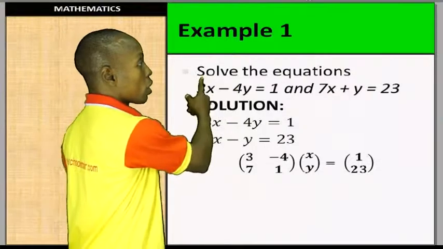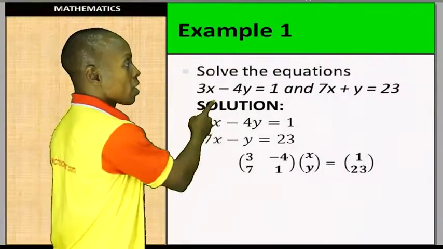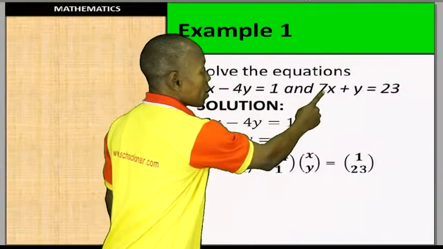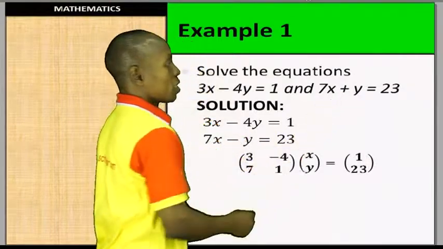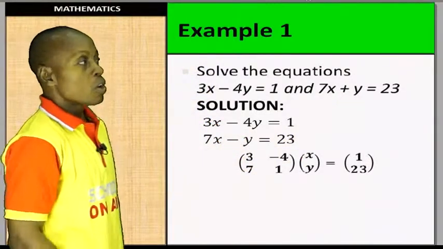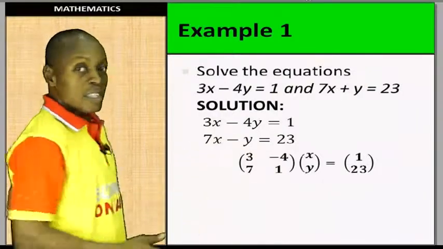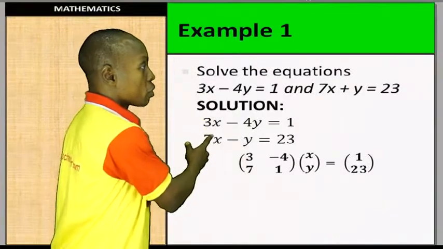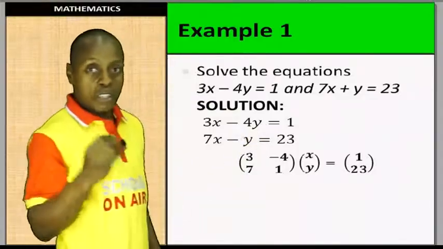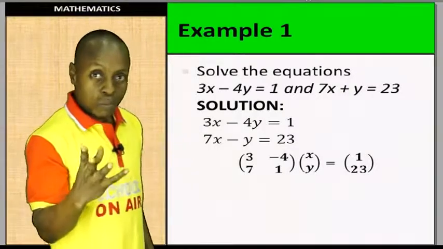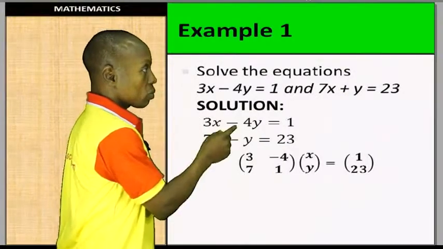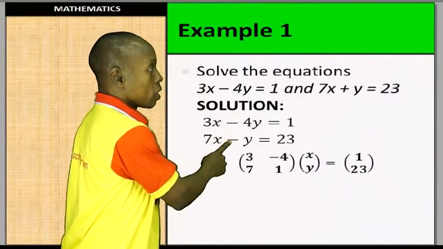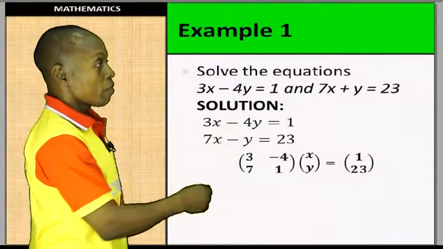In example 1, we are to solve these equations. The first equation is 3x minus 4y equals 1. That's what we call equation 1. The second equation is 7x plus y equals 23, according to the question. The first thing you are supposed to do is to write out the equations.